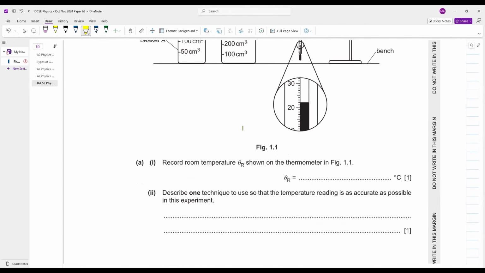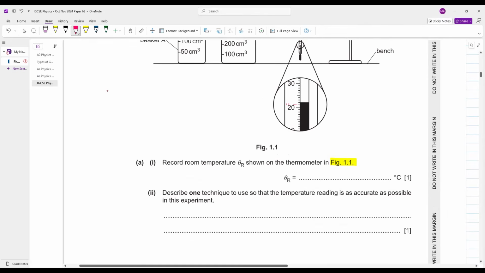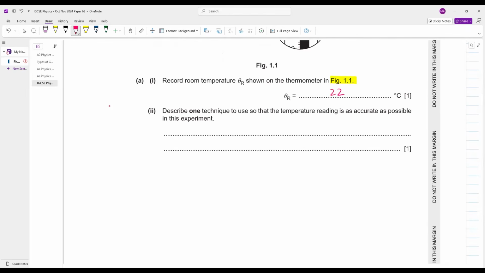Record room temperature shown on the thermometer in figure 1.1. You have to record the room temperature. What will be this room temperature? This is 21, this will be 22. 22 degree centigrade is your room temperature.